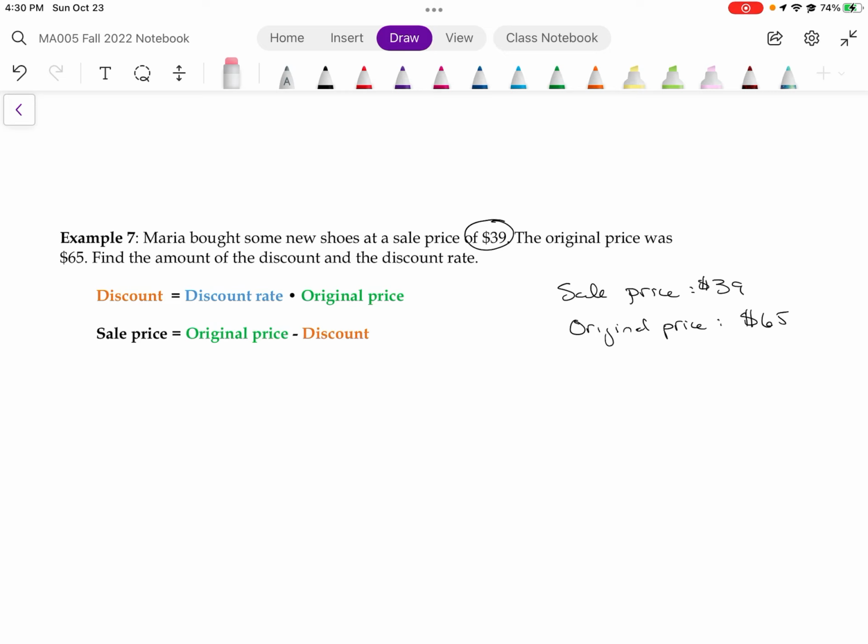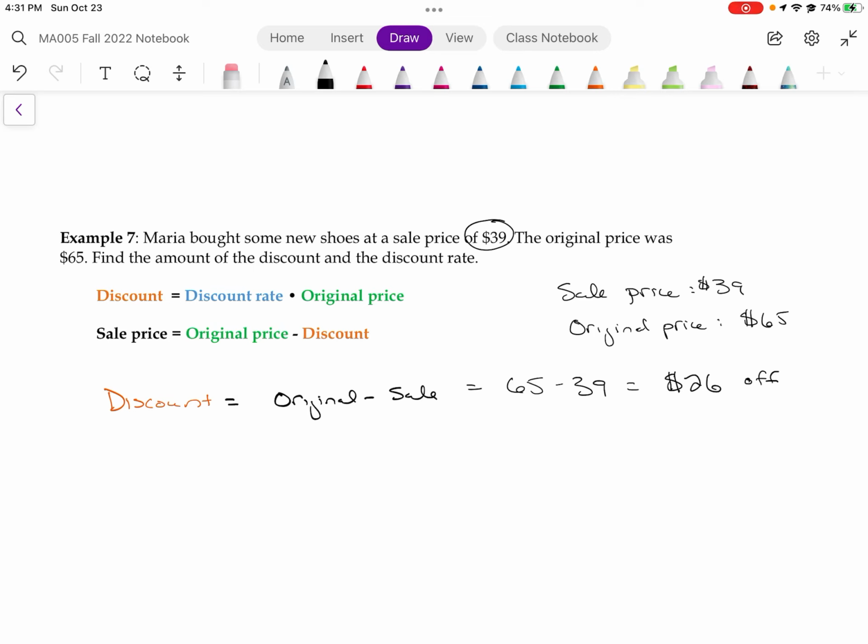So what is the discount? Well, the discount is going to be the difference between the original minus the sale price. So that's going to be 65 minus 39. All right, 65 minus 39 is $26. So this is $26 off. All right, so that's the discount.